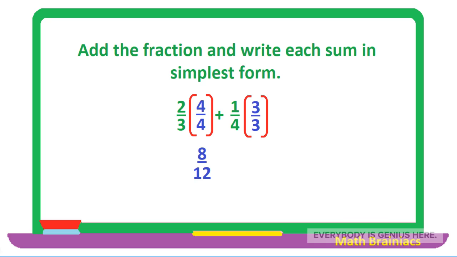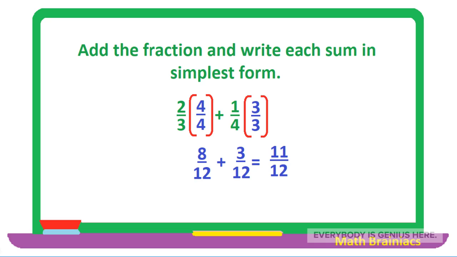Next, we are going to multiply the numerator and the denominator of the second fraction by the number in the denominator of the first fraction. Therefore, 1/4 will be multiplied by 3/3. 1 times 3 will give us 3, and 4 times 3 will give us 12. And our answer is 3/12. Now we made the denominators exactly the same.